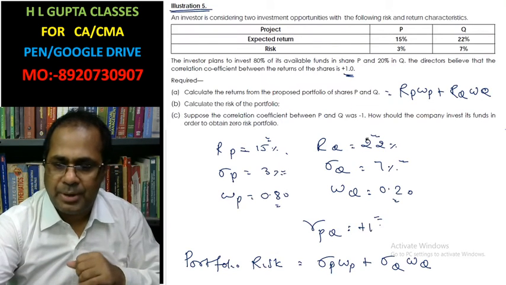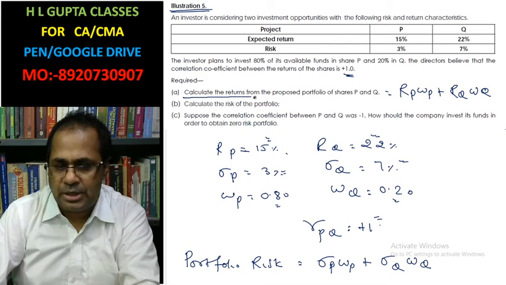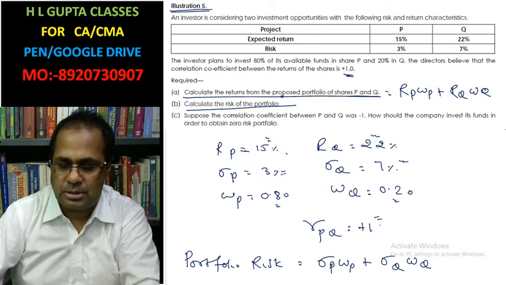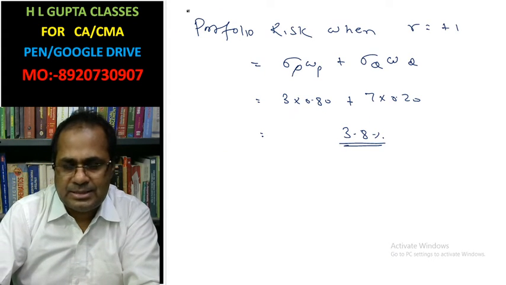Now, in the second part, what is the question? Calculate the return from the proposal. This was the return and this is the risk. So this is the answer of A and this is the answer of B part.